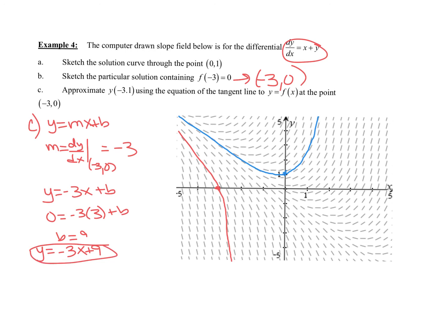The second thing that you need to do is evaluate y(-3.1). You'll notice they use function notation for that, even though we don't usually use it with y's. That's fine. It's a similar thing to f(-3.1). So we end up getting -3 times -3.1 plus 9. That gives us 9.3 plus 9. Hopefully you end up getting 18.3.